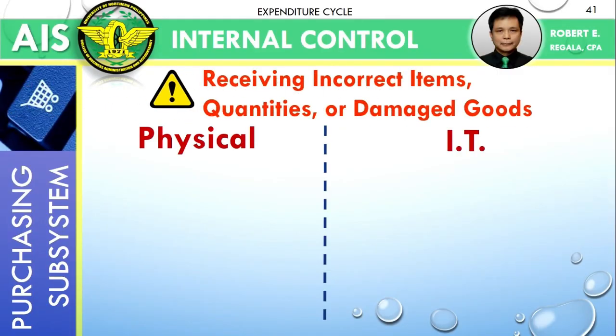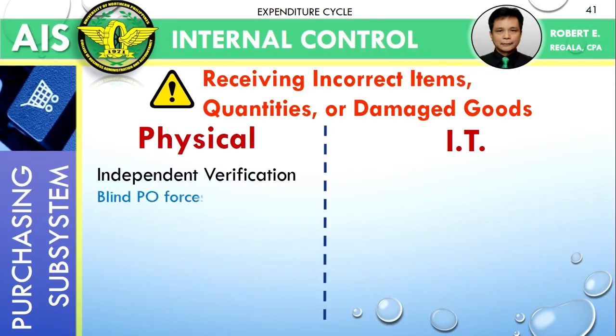Risk of receiving incorrect items, quantities, or damaged goods. The receiving department is responsible for inspecting and counting large quantities of valuable assets that arrive from vendors. Once inspected, a receiving report is prepared and the inventories are stored in the warehouse. Failure to perform the receiving tasks correctly places the firm at risk of accepting incorrect items, incomplete orders, and damaged goods. Physical controls. Independent verification.